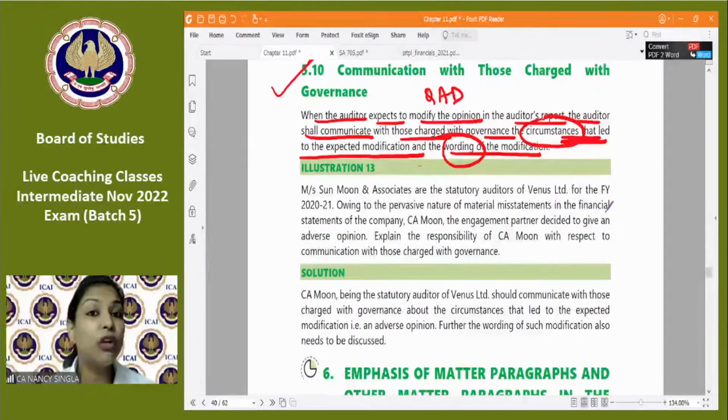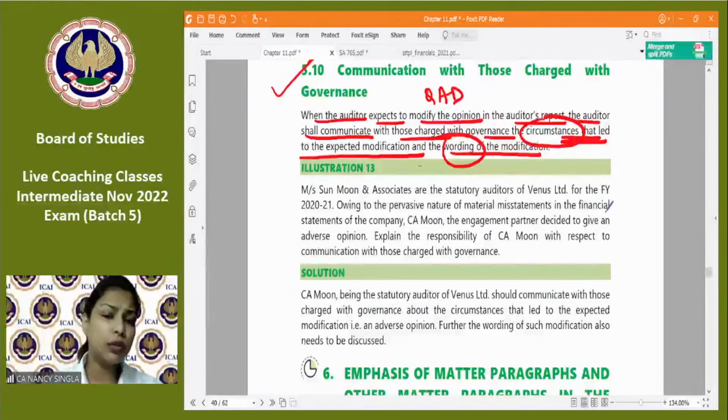If it is fundamental to the users' understanding of the financial statements. A going concern disclosure is fundamental to the users' understanding, based on that only the shareholders are going to decide whether to invest more, hold or sell their shares, right? So this is what pervasive means.